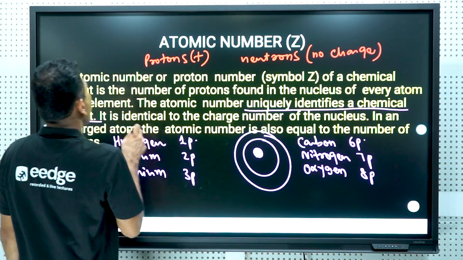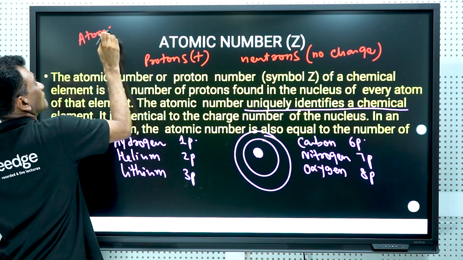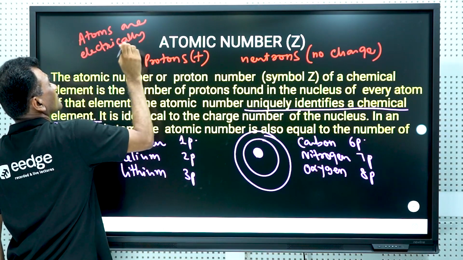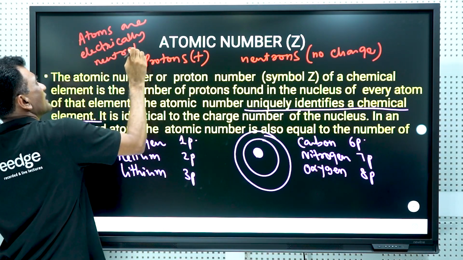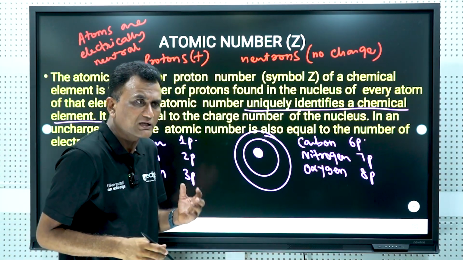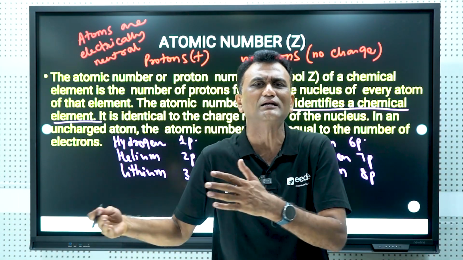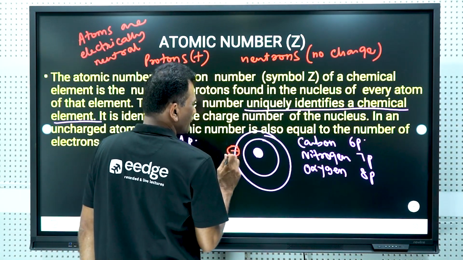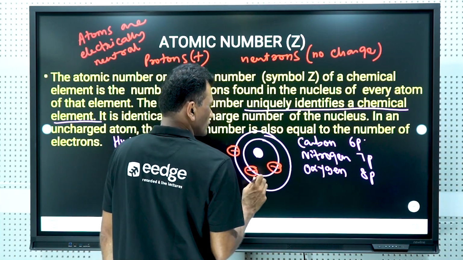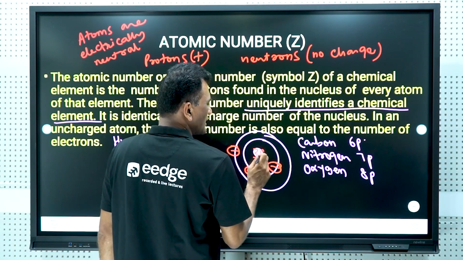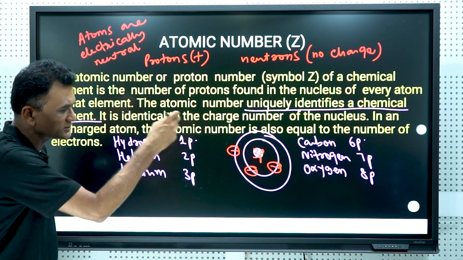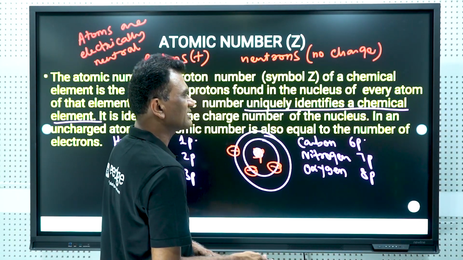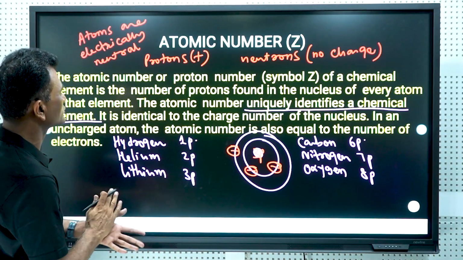Now, see, atoms are electrically neutral. Atoms are electrically neutral. It means that the total positive charge is always equal to the total negative charge. So the number of protons is always equal to the number of electrons. Okay, so suppose we have 3 protons, then we will have 3 electrons revolving around the nucleus, right? So the total positive charge is always equal to the total negative charge, and an atom is always electrically neutral, right?